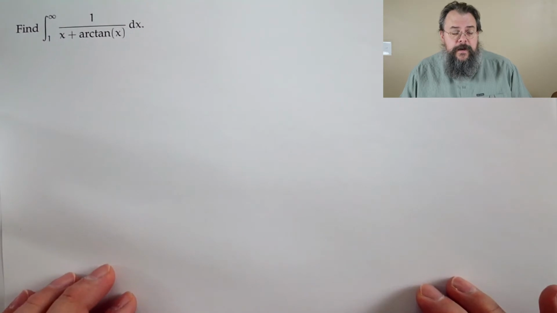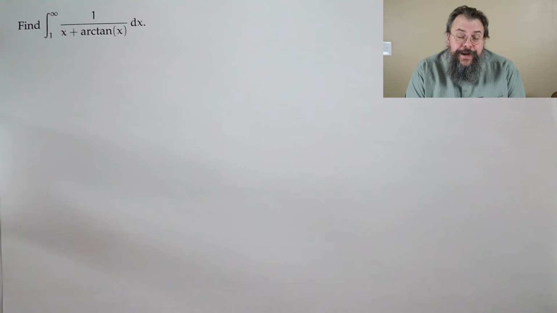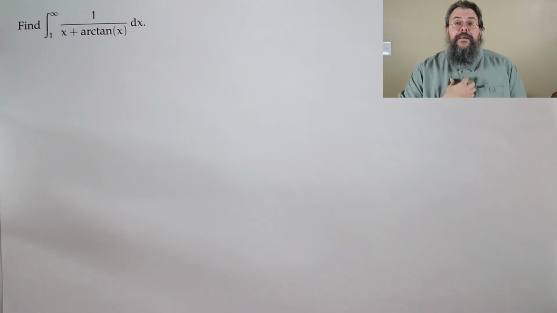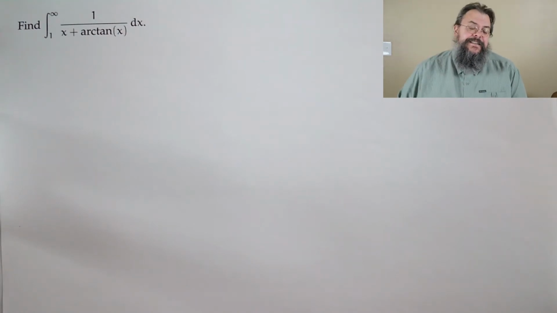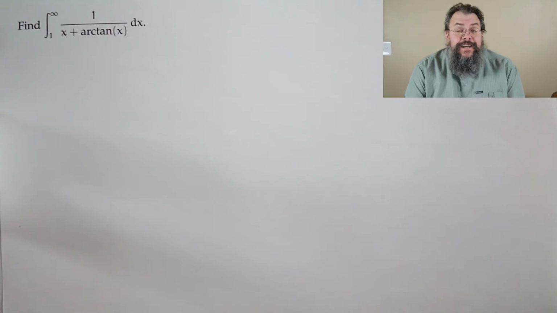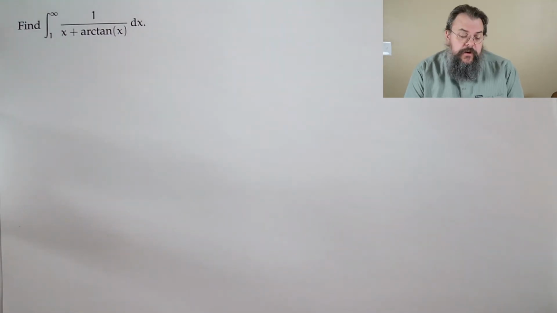Okay, our next problem. Find the integral from 1 to infinity of 1 over x plus arctangent of x dx. Now, our initial feeling when we see something like this is, because of x plus arctangent of x in the denominator, that does not look promising. And it says find it, right? So that means we need to get an answer. Okay, so we have to think about how we can find it.